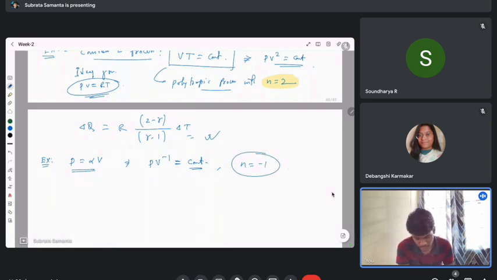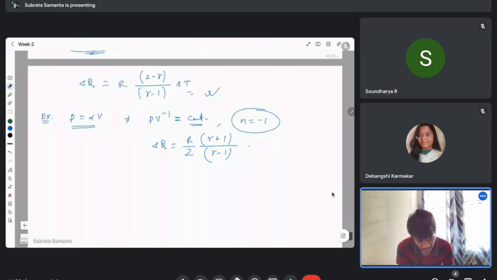If you calculate delta Q for this process, just put it into the formula and you get gamma plus 1 by gamma minus 1 into delta T. So due to this amount of temperature change delta T, the amount of heat change delta Q is this, for this process.